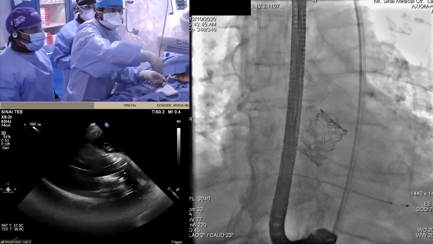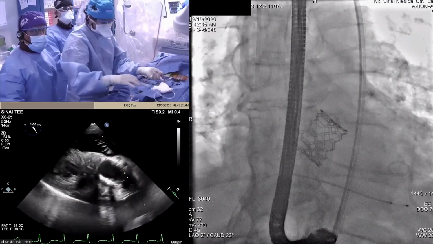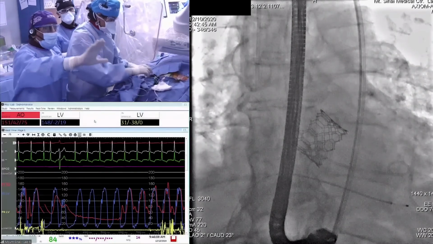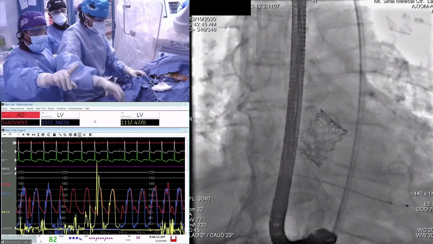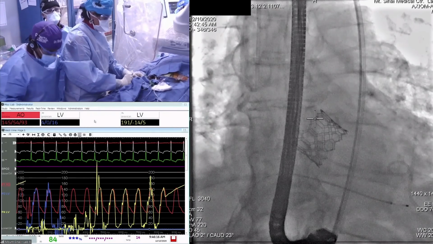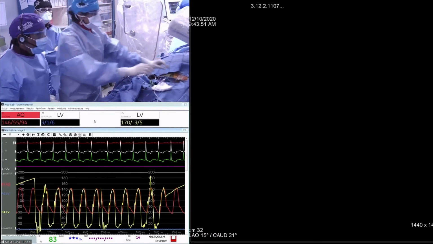Can we re-zero everything? We'll put the catheter and the pigtail in the LV now to show you some hemodynamics. We can see it now. Hemodynamics looks very good. As you see, there's no gradient. Diastolic pressure is good. Despite the mild PVL, you can see the diastolic pressure in the 50s, 60s.